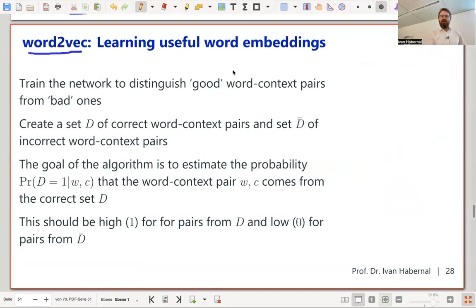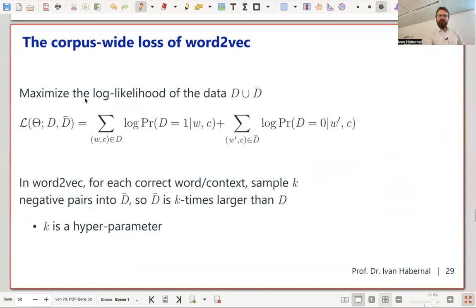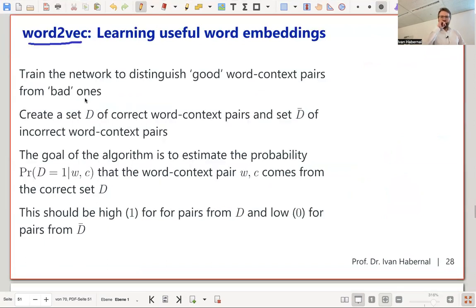So again, here's just a summary of what we are talking about. Let me see what we have here. Okay. So we train the network to distinguish good word context from bad ones. Yes, we discussed that. We create a set D of correct word context pairs and a set D bar of the incorrect ones. So this is what we discussed: you take the correct and replace it with the incorrect. So this is D and D bar. The goal of the algorithm is to estimate the probability.